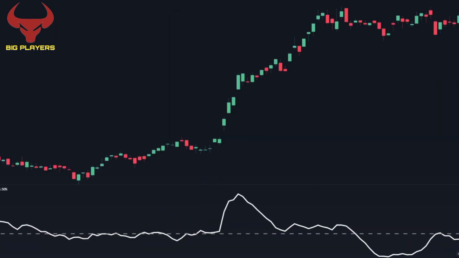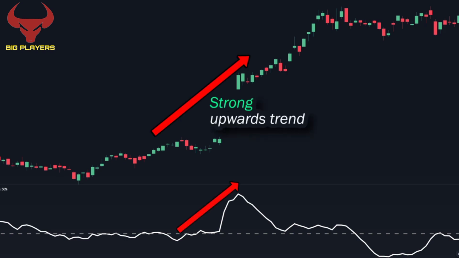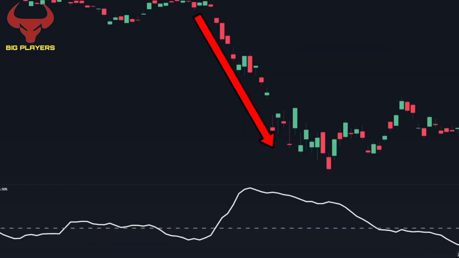If the price is heading upwards and the volume is also increasing, it means that it's a strong upward trend. And if the price is heading downwards and the volume is increasing, this means that it's a strong downtrend. Remember, volume is like a fuel. So if the price is already heading downwards, an increase in volume will result in a stronger downtrend.